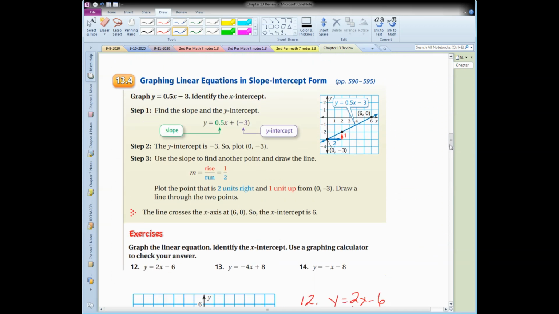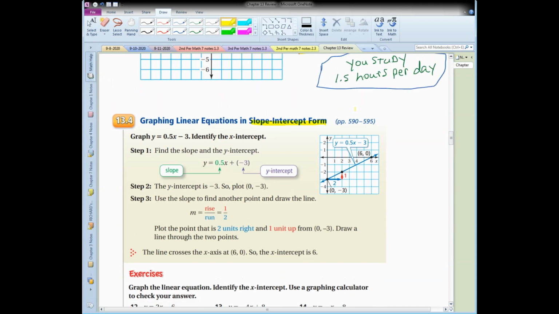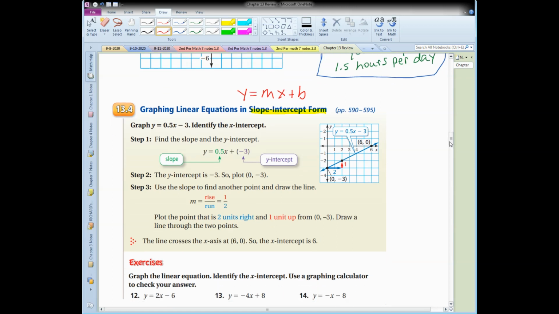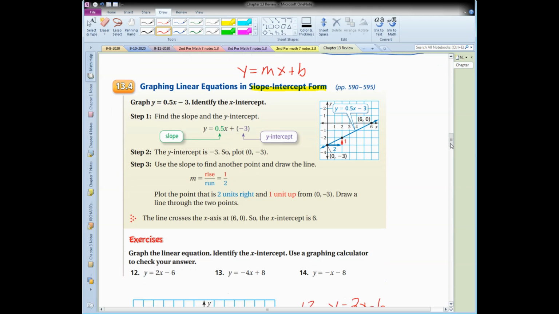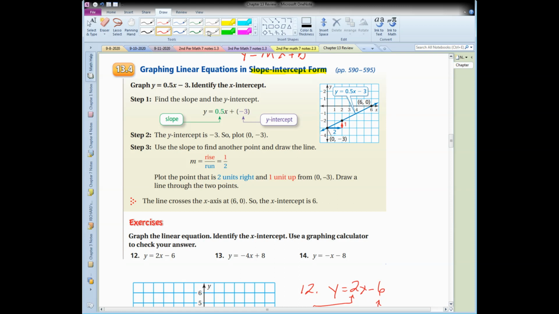All right, 13.4, graphing linear equations in slope-intercept form. I had you write down slope-intercept form. Remember that form is y equals the slope times x plus b, and b is the y coordinate of the y-intercept.